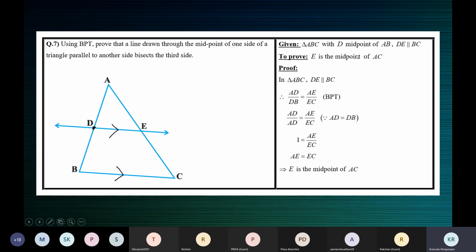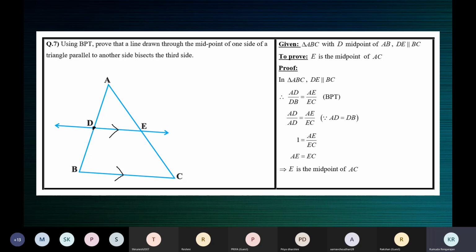Do we understand what is given and what is to be proved? The statement is the statement of the midpoint theorem. So in the triangle, D is the midpoint of AB, and through the midpoint D, DE is parallel to the second side BC. What we need to prove is that E is the midpoint of AC.